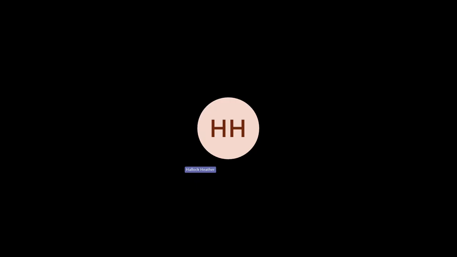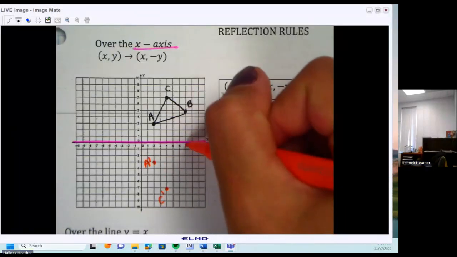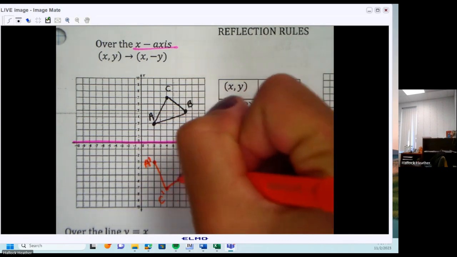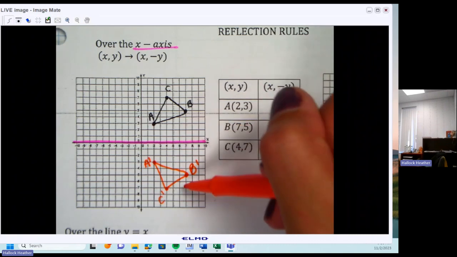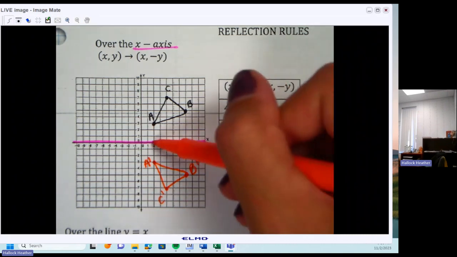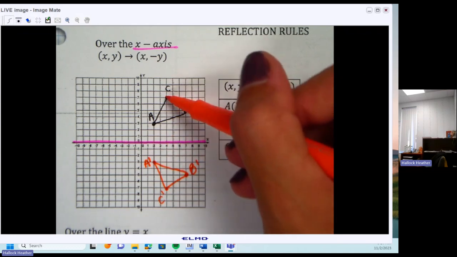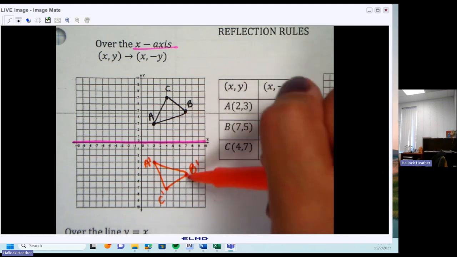2, 3, what is it? 5 above, so B should be 5 below. If I connect them, it looks like this triangle was flipped over the line of reflection. So all I do is count 3 above, 3 below. C is 7 above, so C prime is 7 below. B was 5 above, so B prime is 5 below.